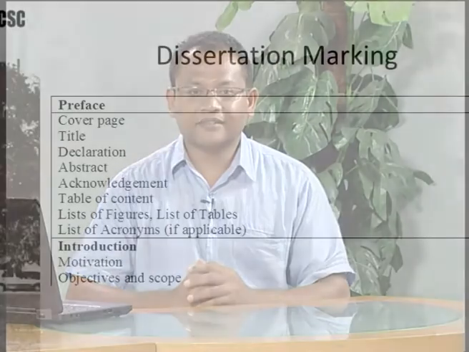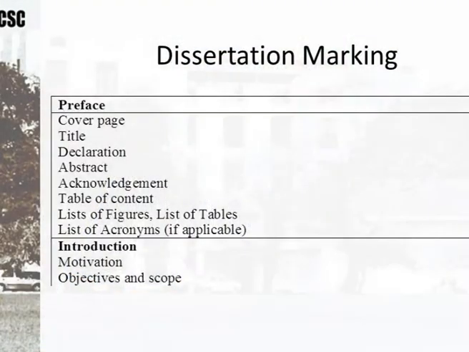Then you of course have a declaration which is given in the project guidelines. You need to copy that, write it, get it signed by yourself and your supervisor, and then submit it as a page in your dissertation and interim report. And then what you have next in your dissertation is an abstract.